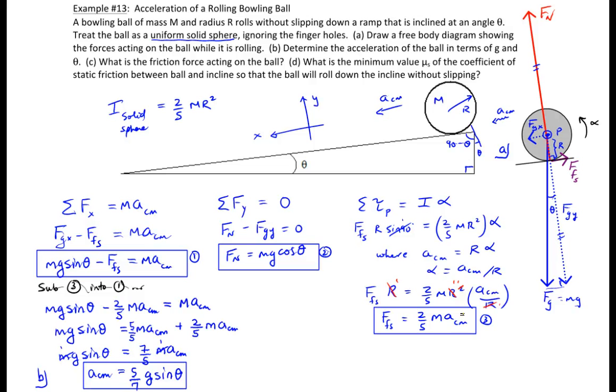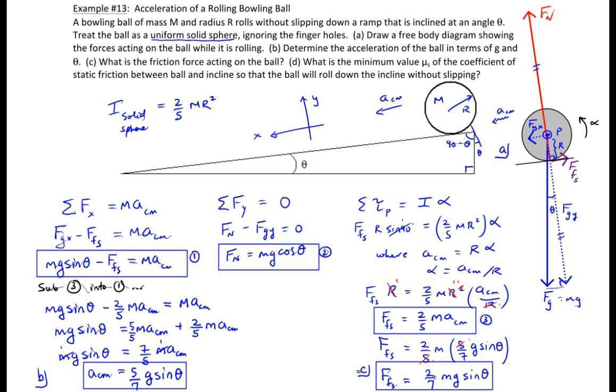I'm going to actually take this and replace that into there so that I get an answer that is not in terms of the acceleration, but in terms of g and sine theta. So let's replace this equation into here. And then we can cancel out the 5's. And there we go. We have the answer for the force of static friction acting on the ball. So we've answered part C.